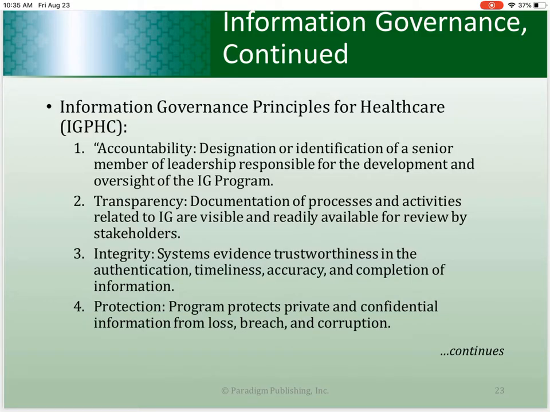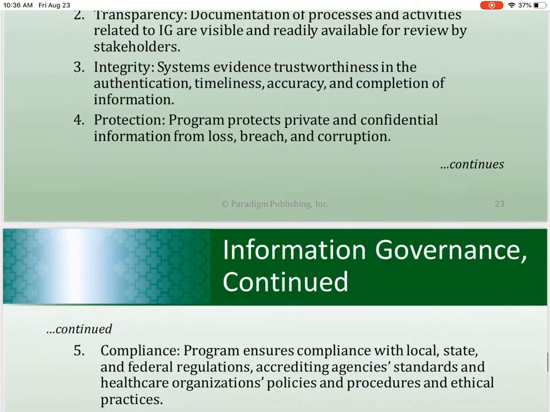This is the designation or identification of a senior member of leadership responsible for the development and oversight of the information governance program. Then we have transparency. Documentation of processes and activities related to how information governance are visible and readily available for review by stakeholders. 3 is integrity. Systems evidence trustworthiness in the authentication, timeliness, accuracy, and completion of information. Number 4, protection. Program protects private and confidential information from loss, breach, and corruption.